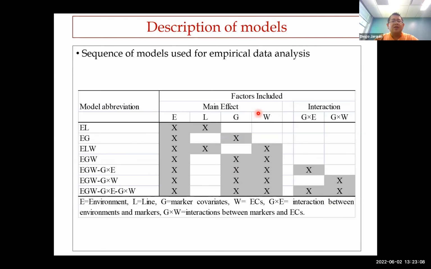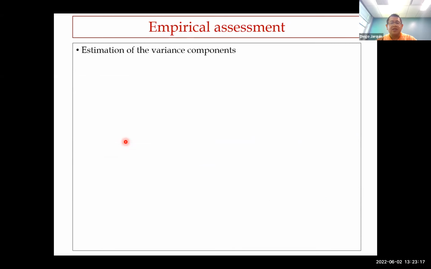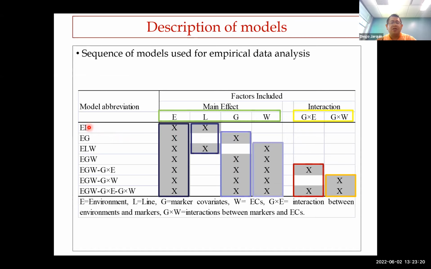And these are the models that we compose. We consider models which have main effects and interactions. So in this case, we have models that include the main effect of the environment, lines, environments, markers, environments, weather data, environments, markers, and weather data, environments, markers, weather, and G by E, without weather data, G by E including weather data, and combining both types of G by E, with and without weather data.